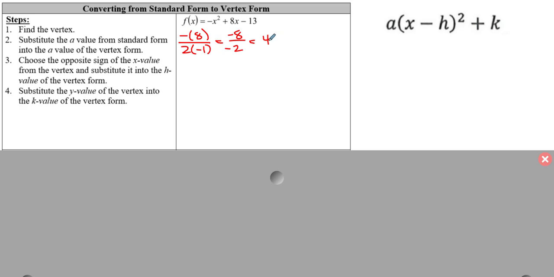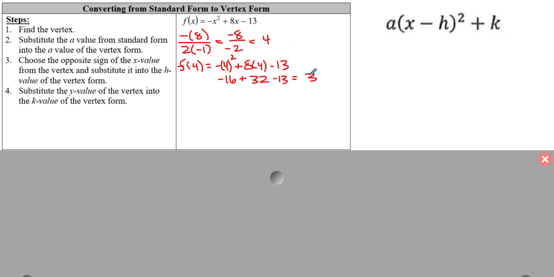Okay, now I need to substitute this into my function right here so I can find my Y value. So we got f of 4 is equal to -(4). Remember, I'm putting that 4 by itself in parentheses. That negative is part of the function. Alright, so we got +8 times 4, and then -13. And this is going to give me 4 squared, so I got -16 plus 32, and then -13, and that is going to give me +3.